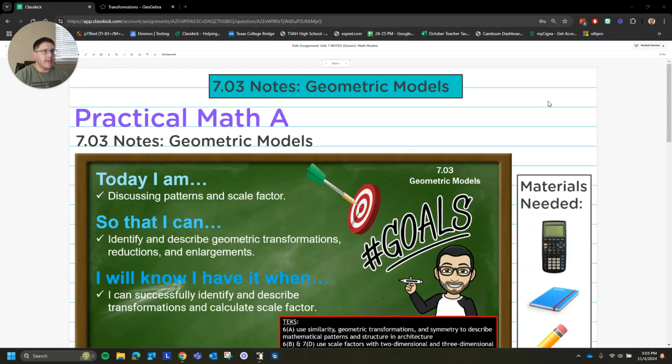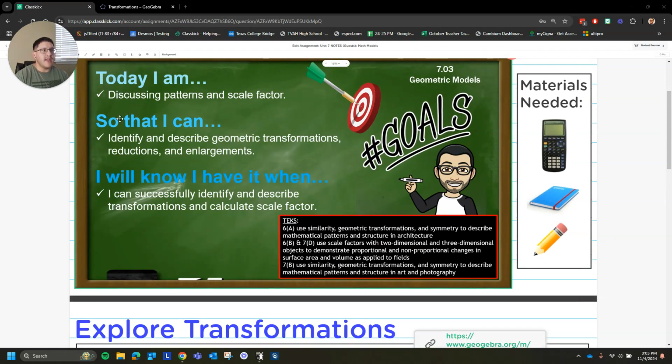This is section 7.03 of the Unit 7 Notes, Geometric Models. Today I am, as in you are the student, discussing patterns and scale factor so that I can identify and describe geometric transformations, reductions, and enlargements. I will know I have when I can successfully identify and describe transformations and calculate scale factor. The specific TEKs we're looking at for today's lesson are 6A, 6B, 7D, and 7B.